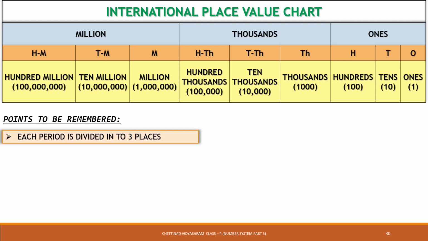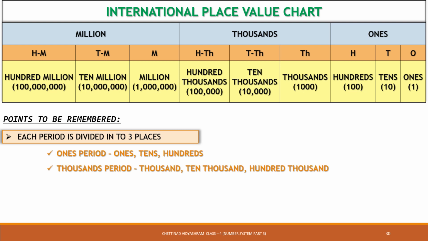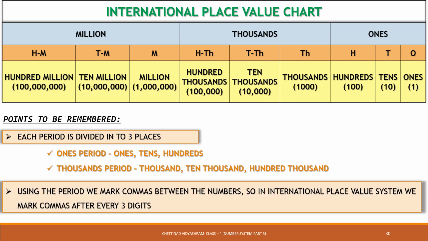Each period is divided into 3 places. The ones period has ones, tens, hundreds. The thousands period has thousands, 10,000, 100,000. Why do we need periods? As in the Indian place value, in the international place value also we need periods to mark commas between the numbers. So in the international place value system, we mark commas after every 3 digits. As we group every 3 places into one period, we mark a comma after every 3 digits. Understood, children? Example.